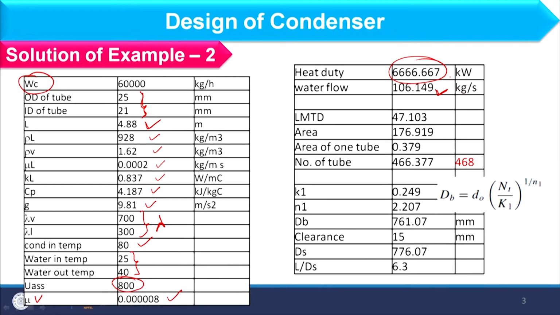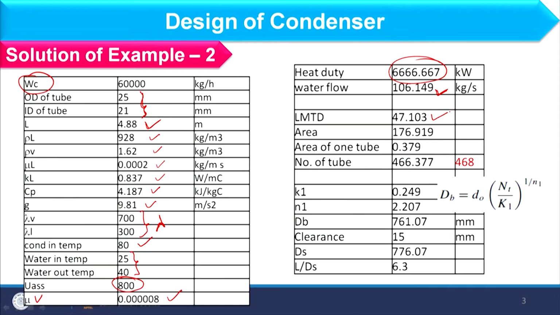Because condensation is carried out at only one temperature, that is 80 degrees, an isothermal condition exists. However, on the water side I have a non-isothermal condition, so in this case we can find the LMTD directly without considering the FT factor.